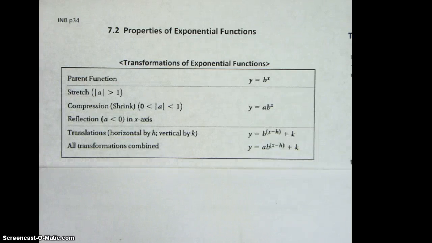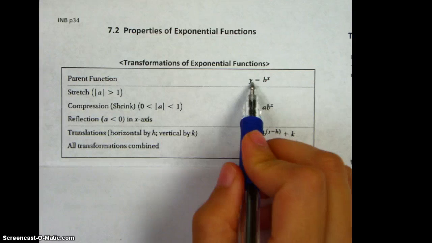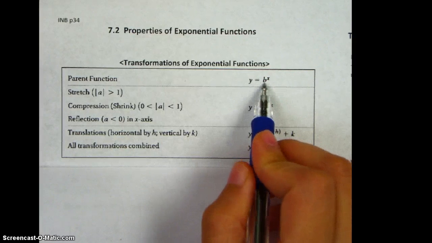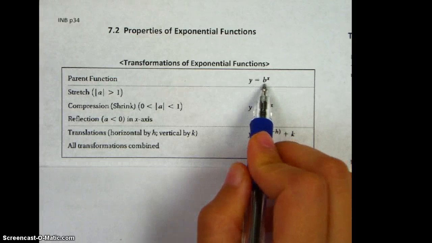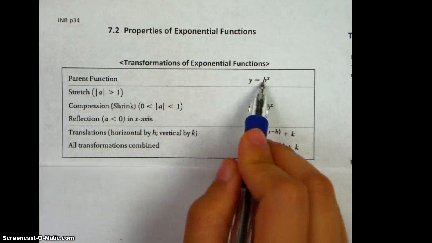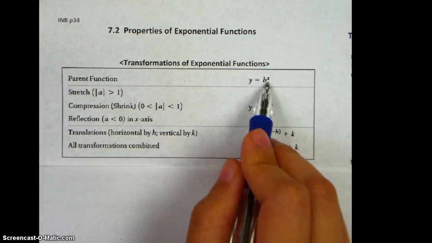In this video, we're gonna look at some other transformations of exponential functions. So far, we know the parent function that looks like y equals b to the x. B is our base. Sometimes we have a number a multiplied to b to the x.